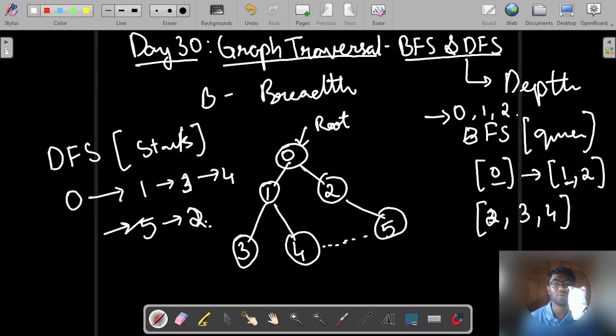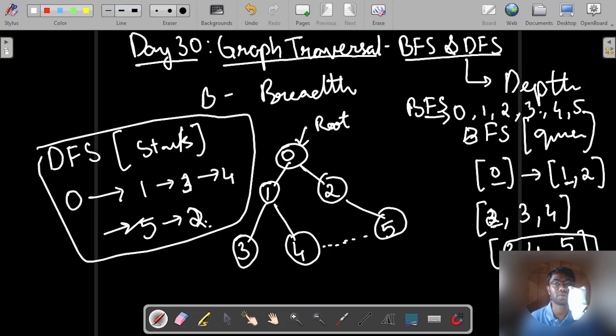So this will be our resulting array in case of BFS. So here is the BFS and here was the DFS idea. One key thing to note here is BFS uses a queue type implementation, DFS uses a stack type implementation.